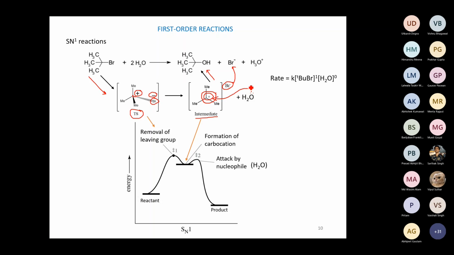Clear? So to understand that, first you need to determine what is the rate law. You don't know; suppose this is a possible pathway. Which step is the rate limiting step or slowest step? There are two steps. First is the formation of carbocation, and the second step is the attack of water on the carbocation to give the t-butanol.